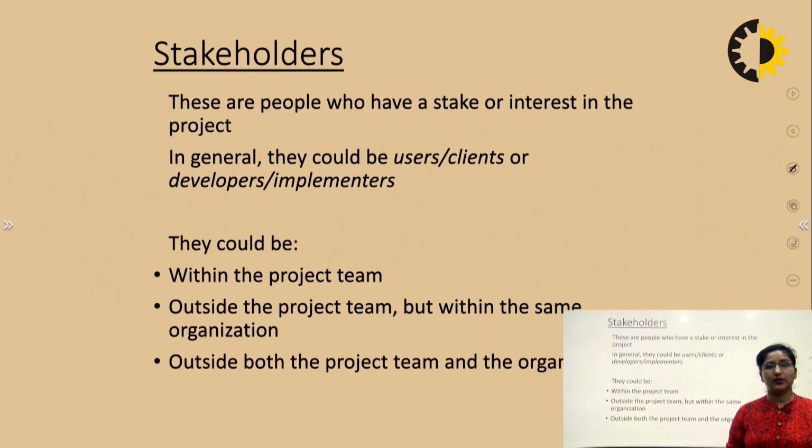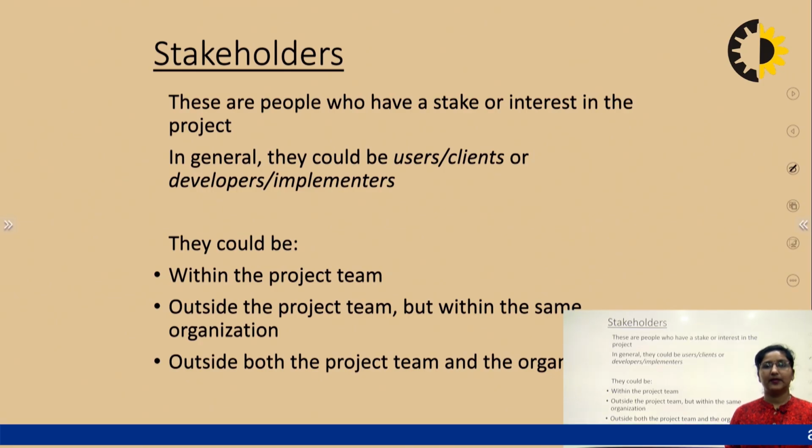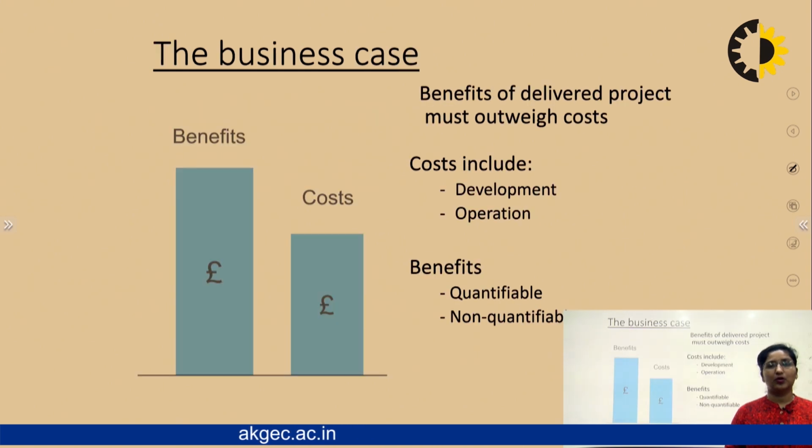We have stakeholders. Who are the stakeholders? These are the people who have a stake or an interest in the project. We can also say they are those who directly or indirectly affect the project. They could be the users, the clients, the developers or the implementers. They can be within the project team, outside the project team but within the same organization, or outside both the project team and the organization.